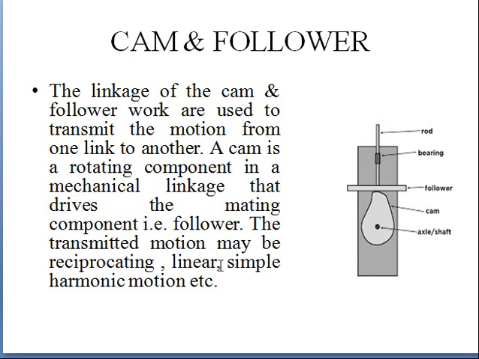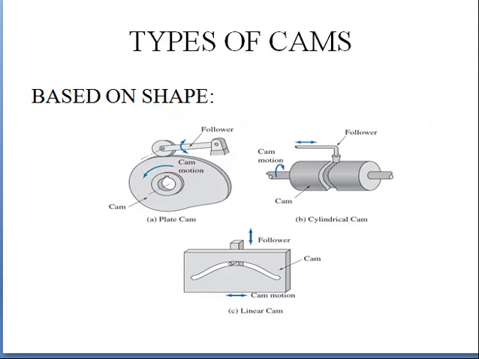So here is the definition of cam and follower. The link of cam and follower are used to transmit the motion from one link to another. A cam is a rotating component in a mechanical linkage that drives the mating component, that is follower. The transmitted motion may be reciprocating, linear, or simple harmonic motion. So this is about the cam and follower, but based on the shape and based on the movements there is some classification in cams and followers.